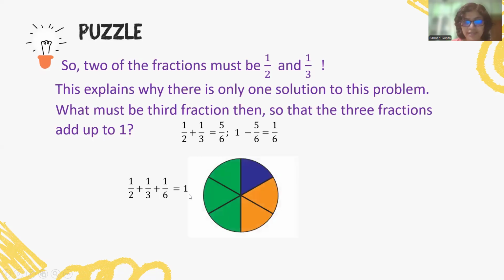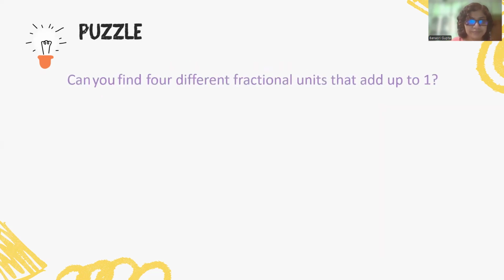To visualize this, we can see this diagram. The green portion represents half, the orange represents 1/3, and the blue one represents 1/6. So this adds up to make the whole circle. These two parts are solved in the book. So the final part we will now see.